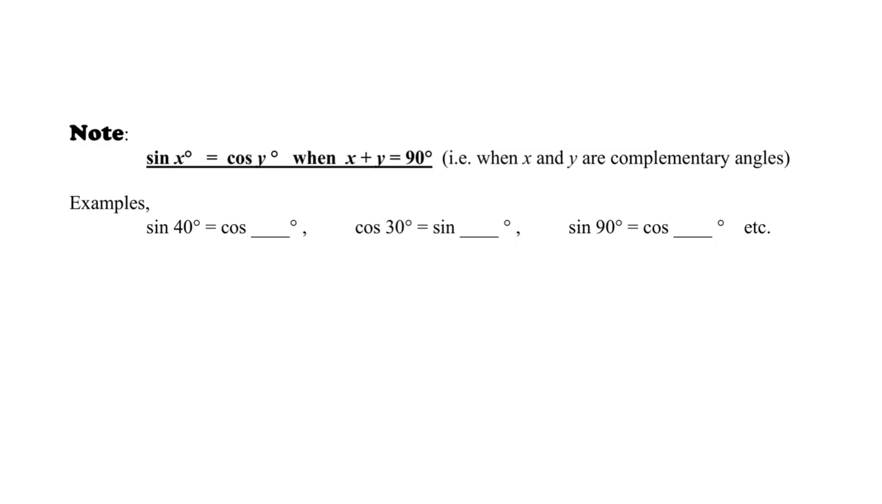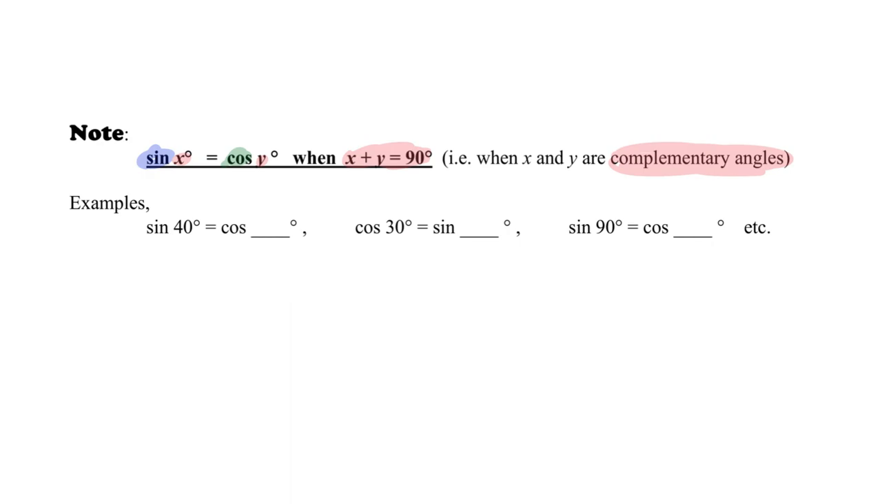Hello everyone, this is something special. When we have angles x and y adding up to 90 degrees, which means that they are complementary angles, then the following interesting thing happens: the sine of x and the cosine of y are the same. The ratio is the same.